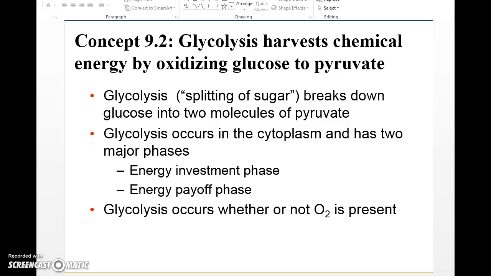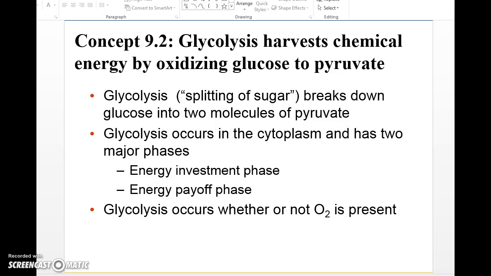So glycolysis is splitting of sugar. It breaks down glucose into two molecules of pyruvate. So glucose is a 6-carbon compound and it breaks down into 3-carbon compounds, which is pyruvate. And glycolysis occurs in the cytoplasm. The second phase, which is citric acid cycle, the pyruvate from glycolysis then moves into mitochondria, and citric acid cycle happens in the mitochondria.